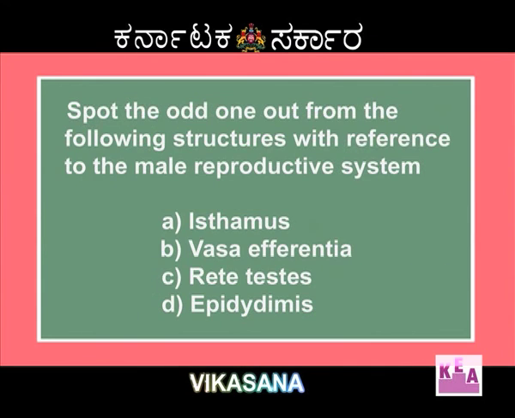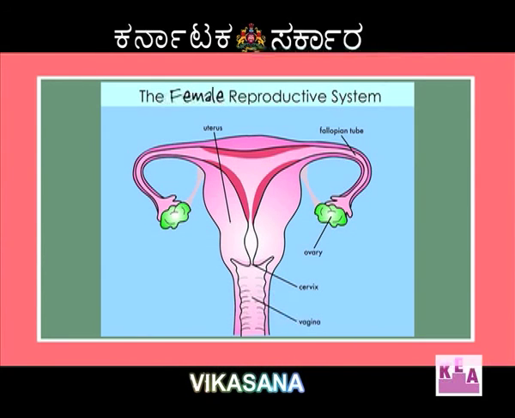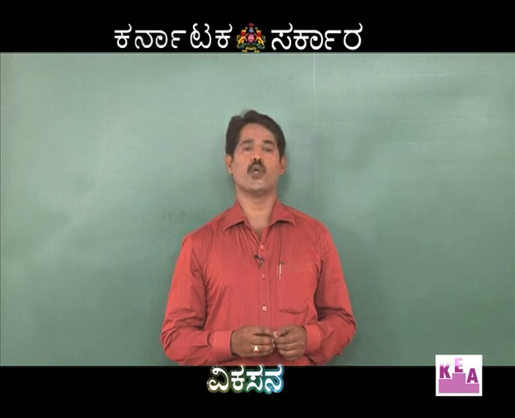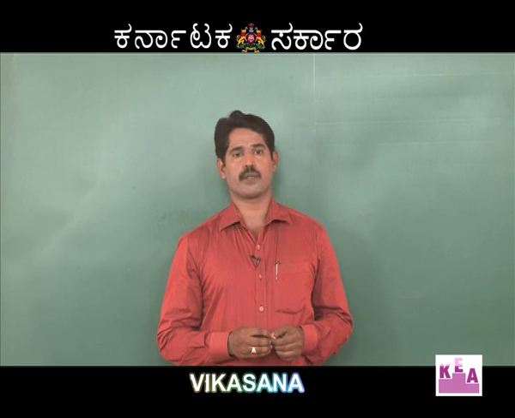Proceed to the next question. Spot the odd one out from the following structures with reference to the male reproductive system. The first option is isthmus, second vas efferentia, third rete testis, and the fourth epididymis. Dear students, isthmus is part of the female reproductive system, the fallopian tube, whereas vas efferentia, rete testis and epididymis belong to the human male reproductive system.